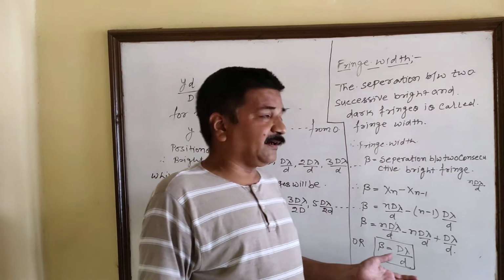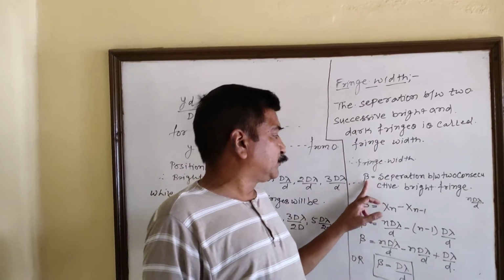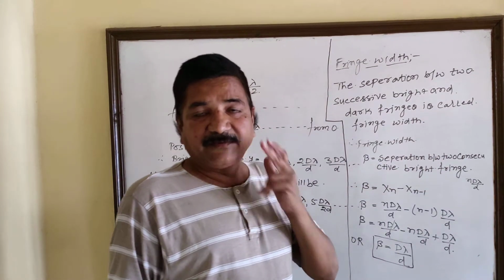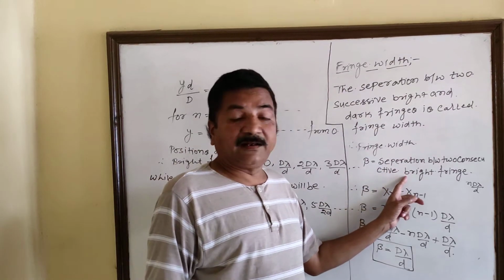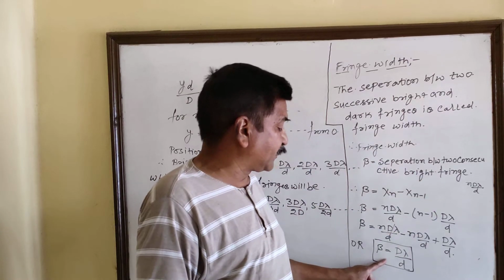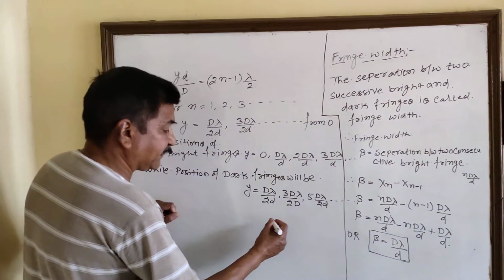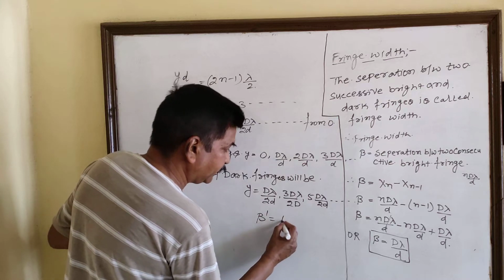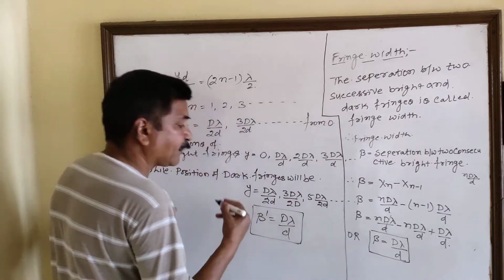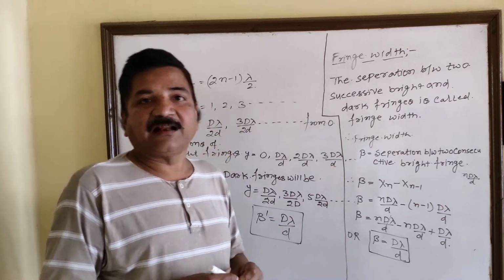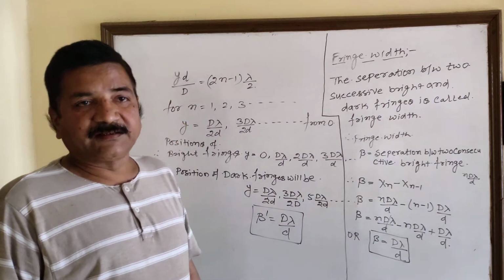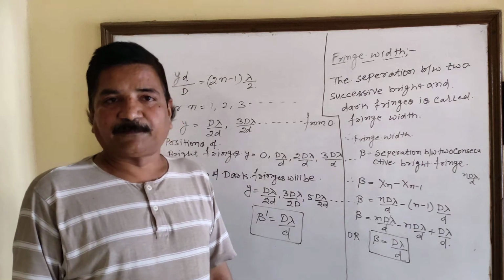Similarly, if you want to calculate it for the bright fringe, what you have to do? You have to calculate the separation between two consecutive dark fringes, and the separation between the two dark fringes will give you the thickness of the bright fringe. That is also given by the same formula, beta dash is equal to d lambda by d. It means both the bright and dark fringes are equally spaced. So by this experiment, you can say that both the bright and dark fringes are equally spaced.